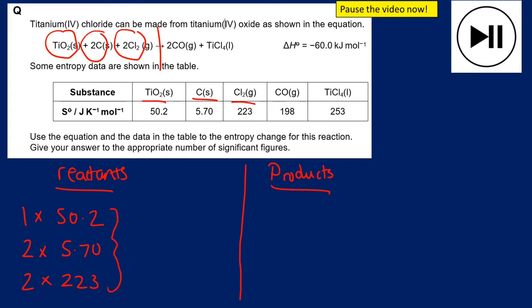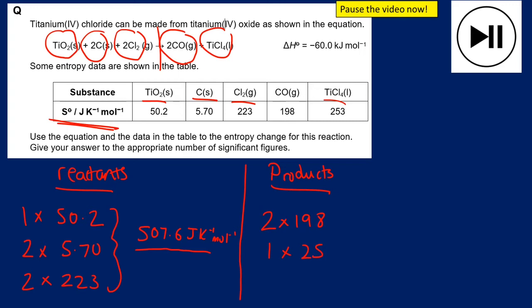I'm going to add those together on my calculator. So 50.2 plus 5.7 times 2 plus 2 times 223. I get a total sum of 507.6 joules per Kelvin per mole. Check your units. So that's the total entropy of my reactants. Now let's find the entropy of the products. I've got 2CO, so that's 2 times 198, and I've got 1 TiCl4, which is 1 times 253. Add those together.